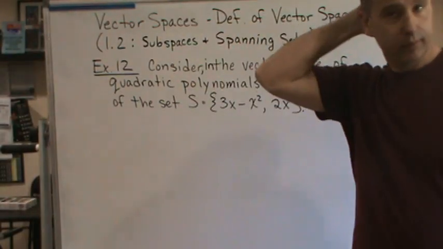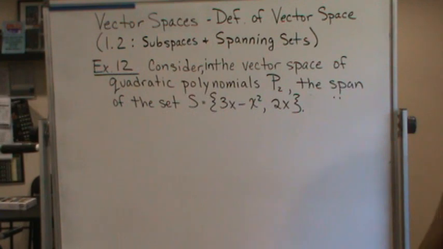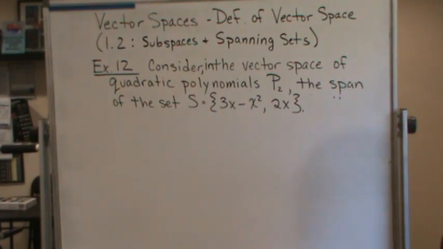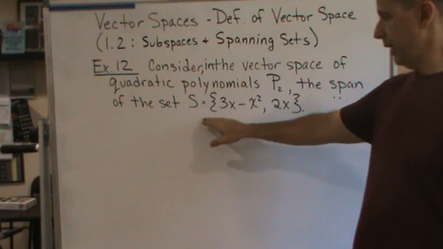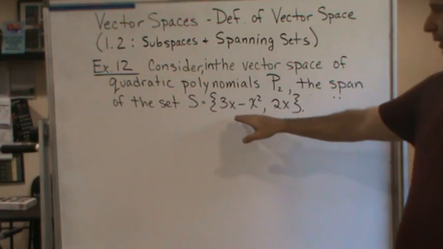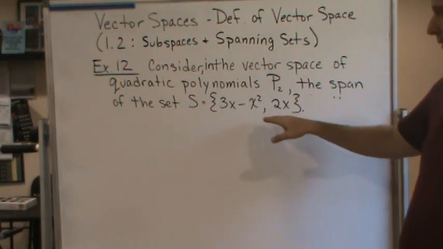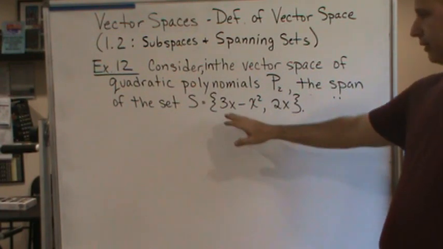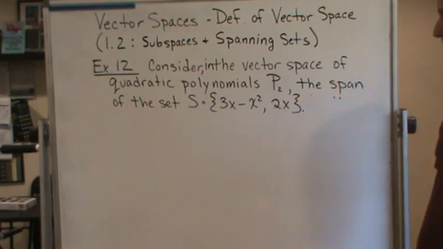Okay, welcome. So now we're going to look at example 12. It says, consider in the vector space of the quadratic polynomials P2 the span of the set S, which is given by these two polynomials. So we've got the quadratic polynomial and we've got this linear polynomial.